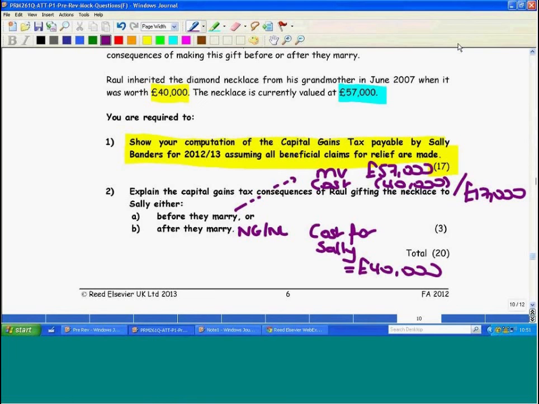Just keep calm, and like I say, with these long form questions, deal with them bit by bit, but pull it all together and make sure you do actually answer the question and you do calculate tax on a figure. Hope it goes well. Thank you.